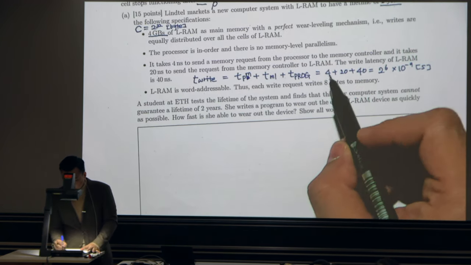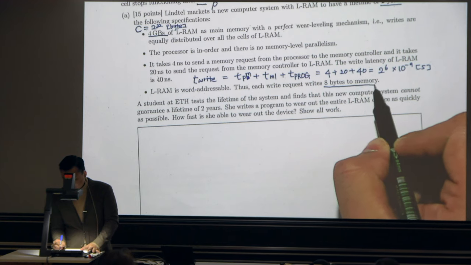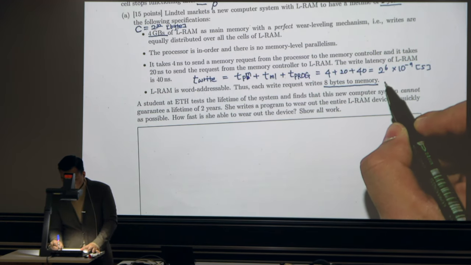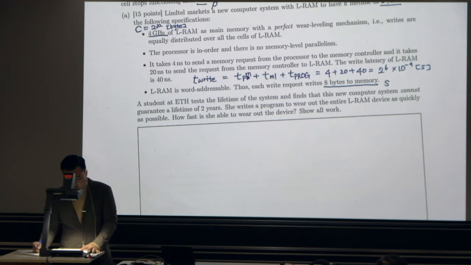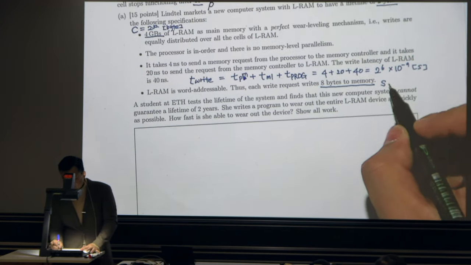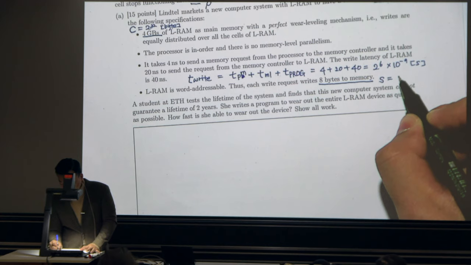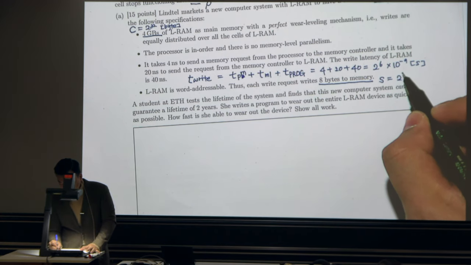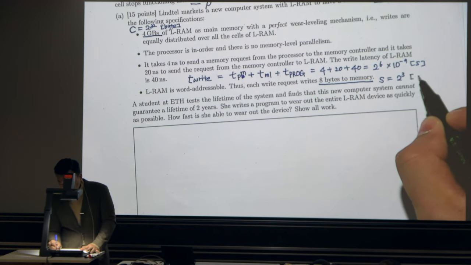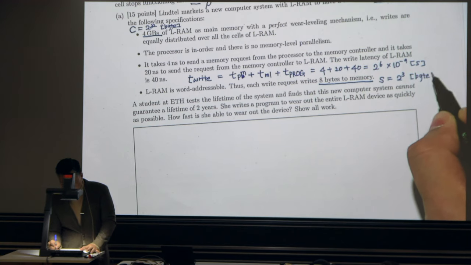So there is another important value here. I will put this as S. The size of a request is 8 bytes, meaning 2 to the power of 3 bytes.